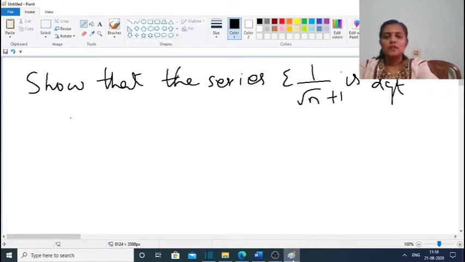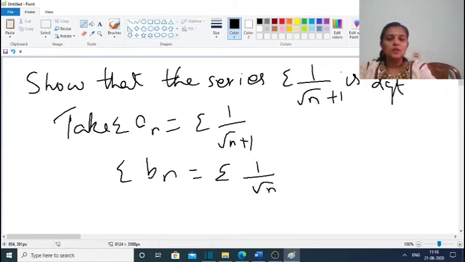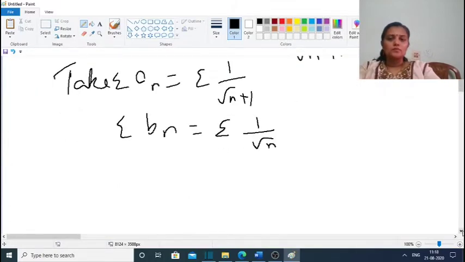So take an equal to 1 by root n plus 1, and bn equal to 1 by root n, so sigma bn is equal to sigma 1 by root n.